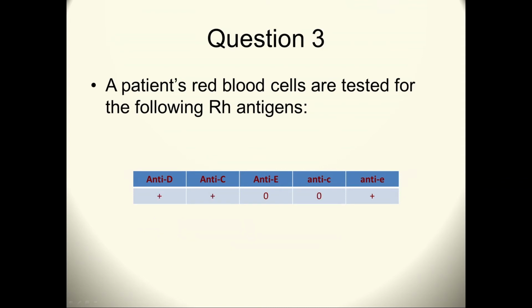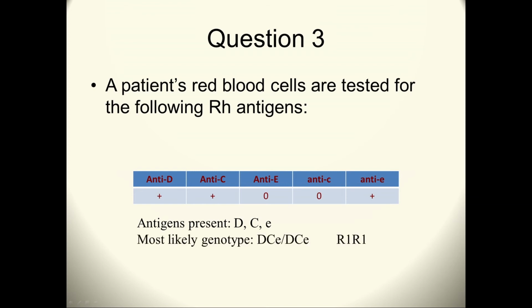And our last question, the antigens present on this patient's red cells are D, big C, and little e. So what is this patient's most likely genotype? The most likely genotype is going to be R1R1. And are there any other possibilities? And yes, this person could be heterozygous for the D antigen. Again, we would have to do molecular testing in order to confirm this.